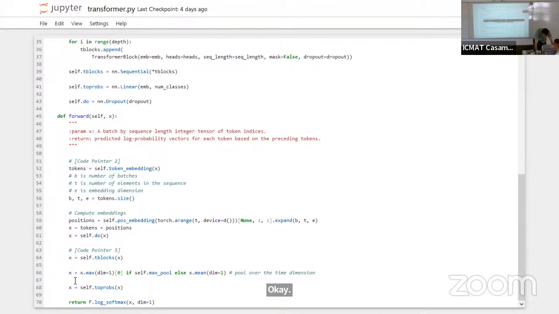As you see, I apply something that is called self.to_probs. Self.to_probs is nothing else than a linear transformation that goes from the embedding dimension, the capital D, to the number of classes, which in my case is going to be 2. I send it through here, and then I just return the log softmax function applied over this. This log is for computational stability.